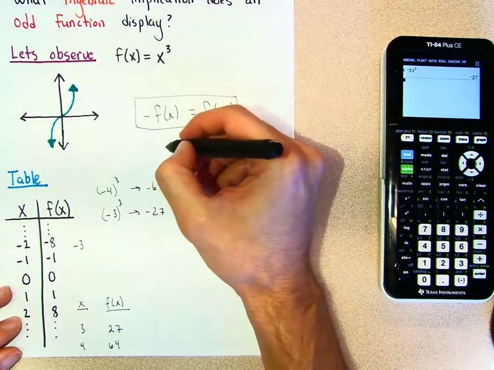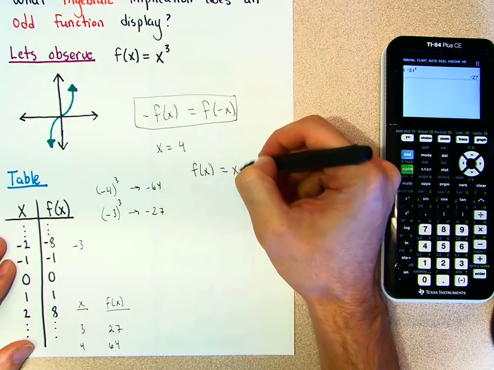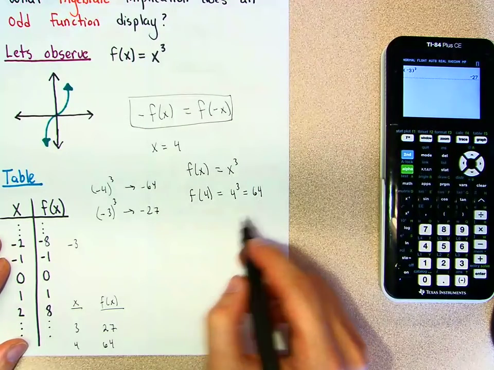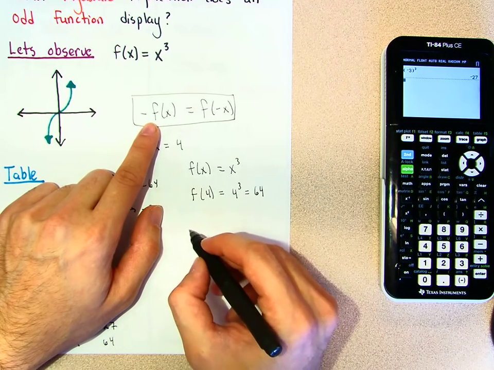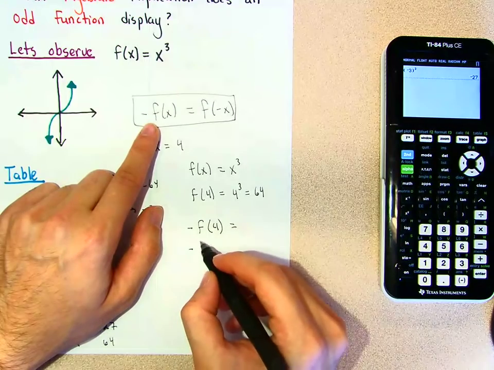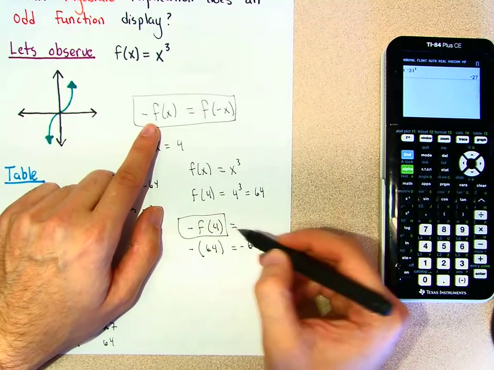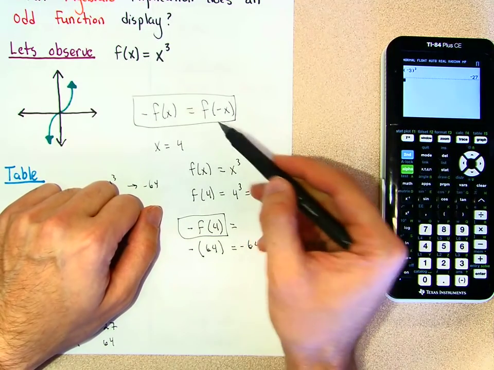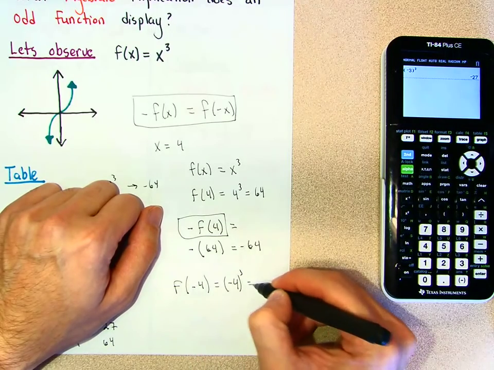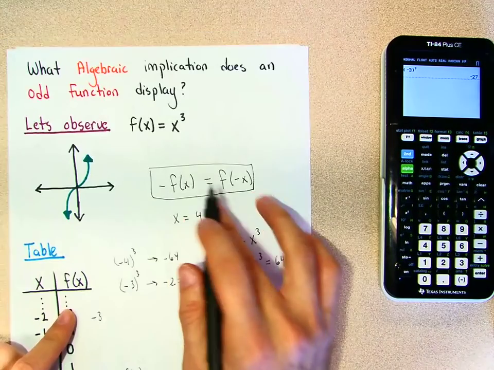So let's see why. Let x equal 4, for example. What's f of x? F of x is equal to x cubed. F of 4 is equal to 4 cubed, which is equal to 64. So then, how do I figure out negative f of 4? Well, f of 4 is 64, so it's parentheses negative 64, and that equals negative 64. Now, I want to show that this has to equal this guy over here. So let's see. What's f of negative 4? Well, that is negative 4 cubed, and that's equal to negative 64, and these two match. So this is what it means to be an odd function.